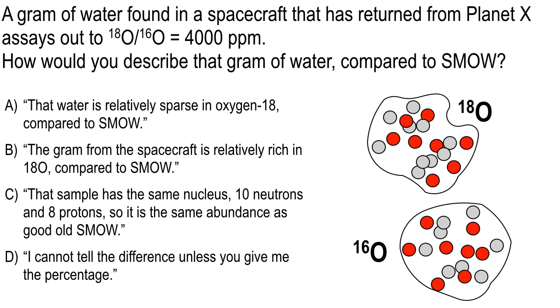Boy, 160 votes. You guys have got to get your stuff going. Very interesting. Let's take a look at this. Here's a spread of answers. A bunch of you voted for A, majority for B, a bunch of you for C, and a few of you voted for D. And, okay, 4,000 parts per million, that's a bigger number than SMOW.